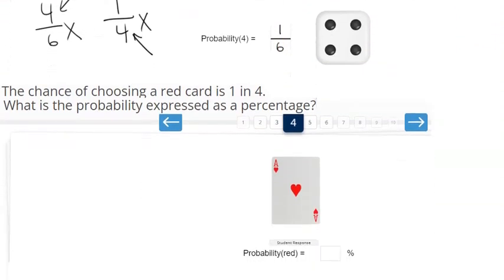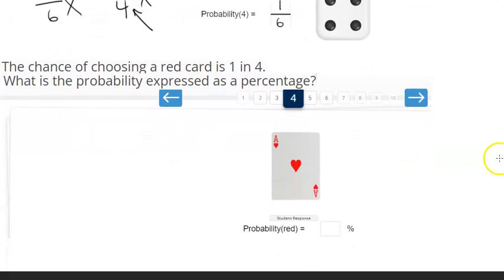Question 4. Within this skill, the chance of choosing a red card is 1 in 4. What is the probability expressed as a percentage? So 1 in 4, as a fraction, is 1/4.